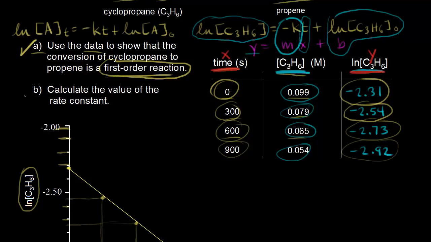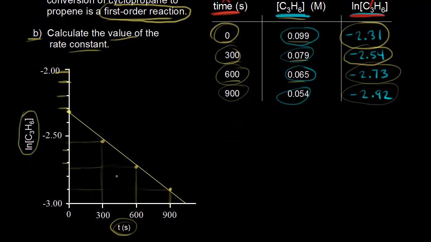All right, for part B, our job is to calculate the value of the rate constant. And the rate constant, remember, let's go back up here, the rate constant is k. And we know the slope is m, right? So the slope of that line is m, and the slope is equal to negative k. So let's go back down to here. So the slope of this line is equal to negative k.